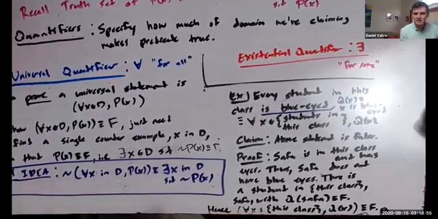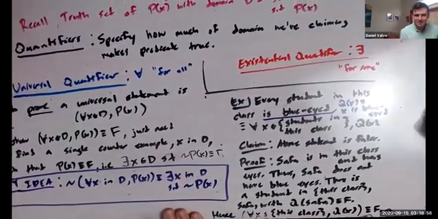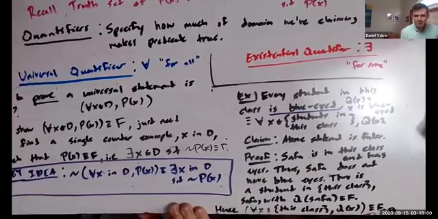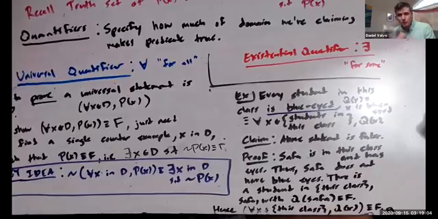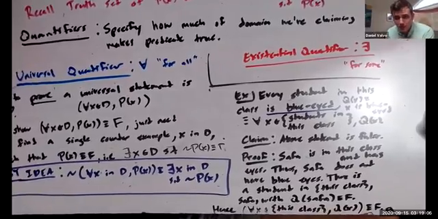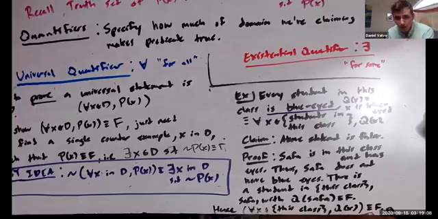Does this make sense? Because this is incredibly important. For all and there exists are opposites of each other. It's kind of like and, or.